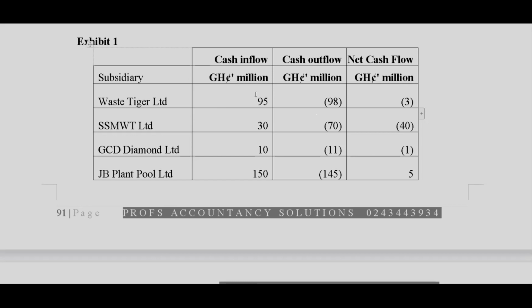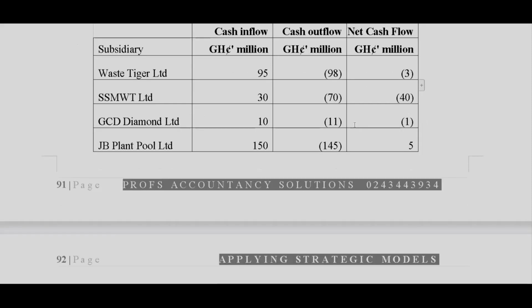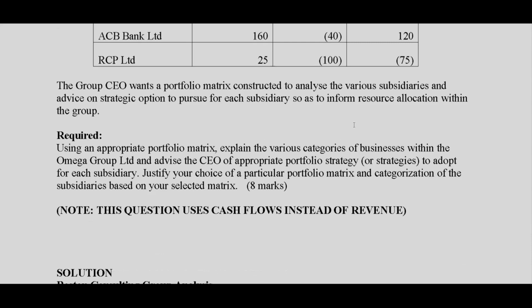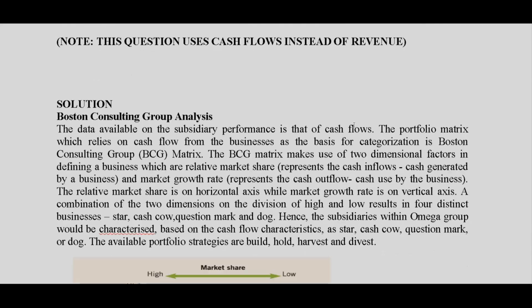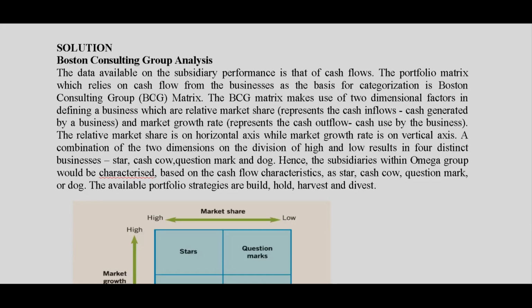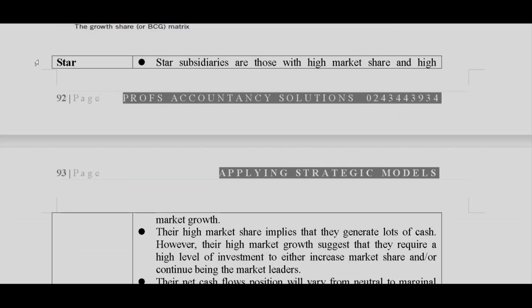So we can see the various cash inflows and cash outflows and the net cash flows. Just like you have here, you can use this to identify which one it is. So note, this question uses cash flows instead of revenue. So how do you deal with this? Okay, if you take a star, let's look at the position.